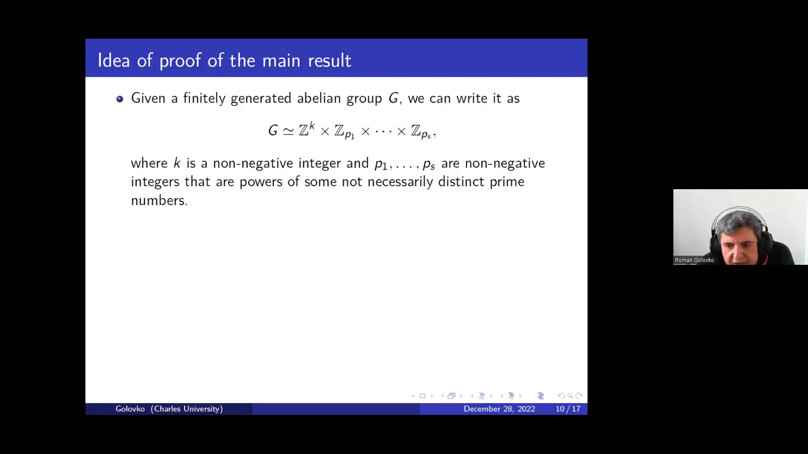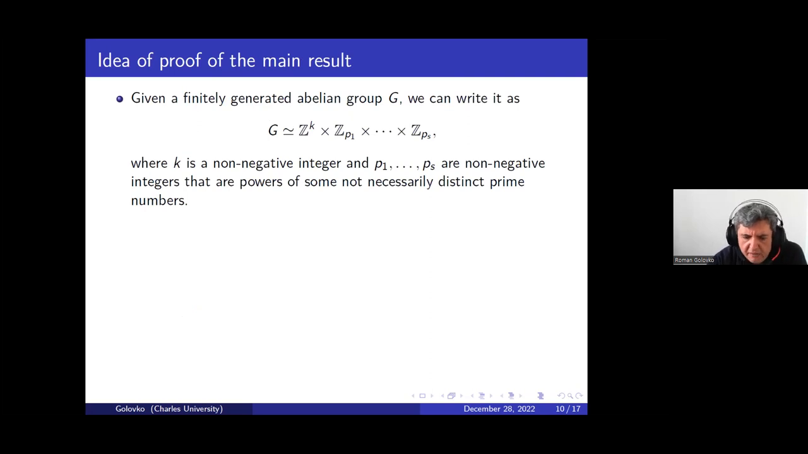Now let me explain how to prove what we would like to prove. Okay, so we have the theorem that we would like to prove. We would like to prove that our Chekanov-Eliashberg algebra can be linearized in such a way that every finitely generated abelian group will be the homology of the linearization of the Chekanov-Eliashberg algebra.